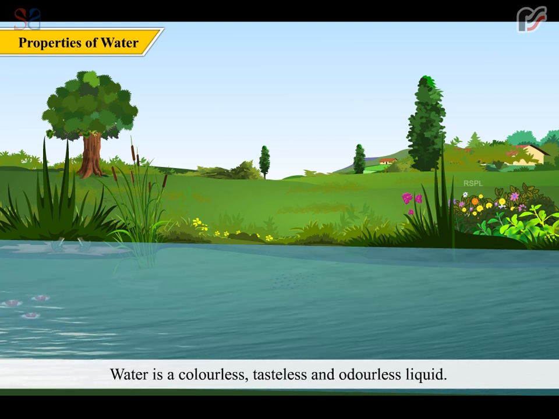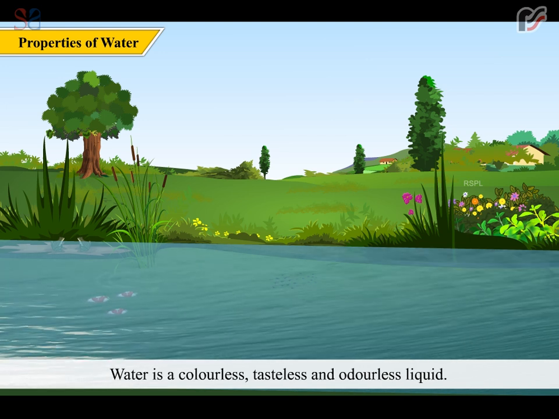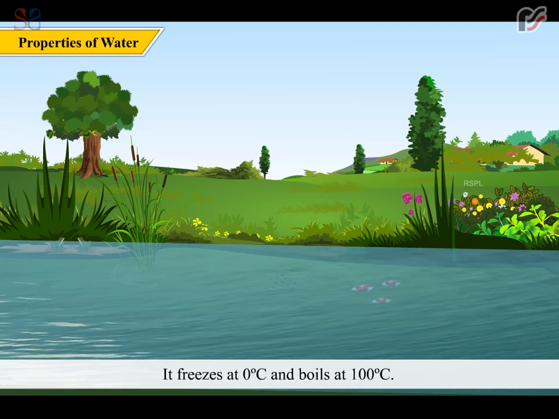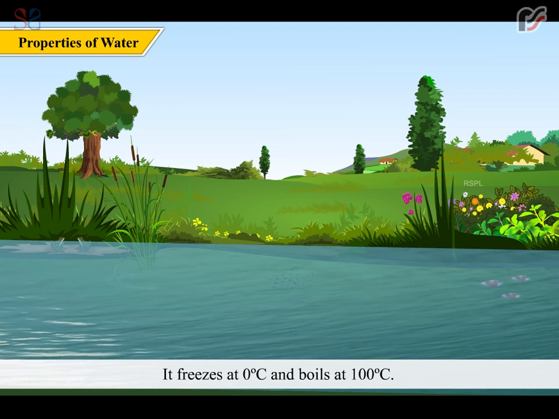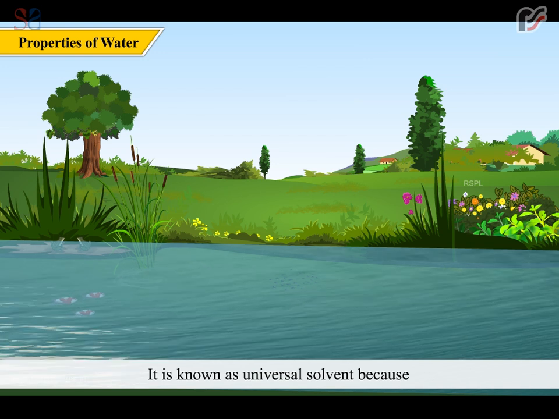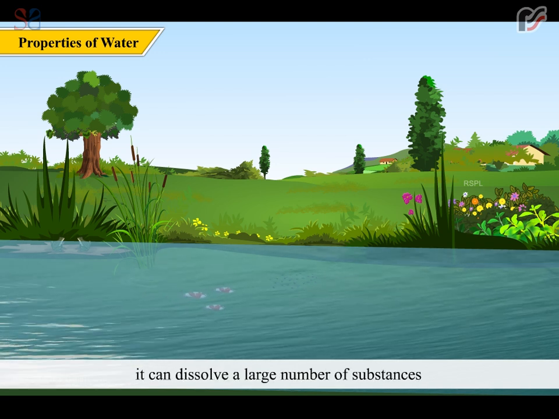Properties of water. Water is a colorless, tasteless and odorless liquid. It freezes at 0 degrees Celsius and boils at 100 degrees Celsius. It is known as universal solvent because it can dissolve a large number of substances.